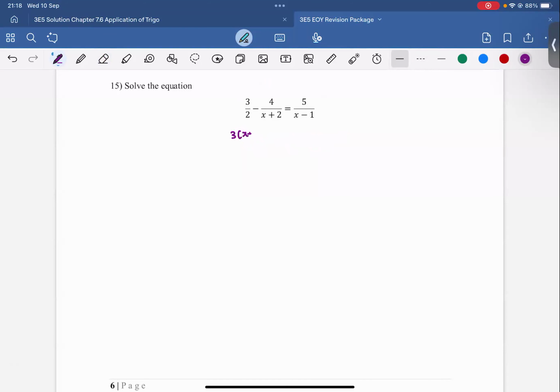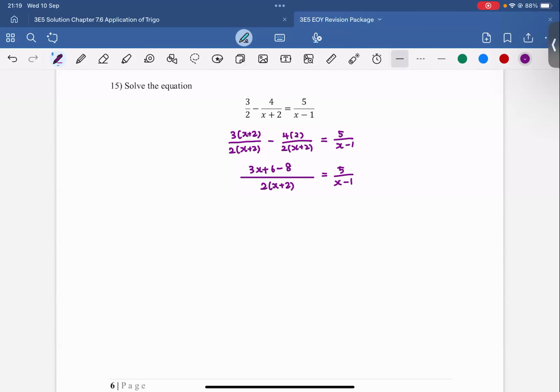This will be x plus 2. Denominator also times x plus 2. The 4 will multiply by 2. Okay, after that, I combine the fraction together. This will be 3x plus 6 minus 8 over 2 bracket x plus 2. And that will be equal to 5 over x minus 1.